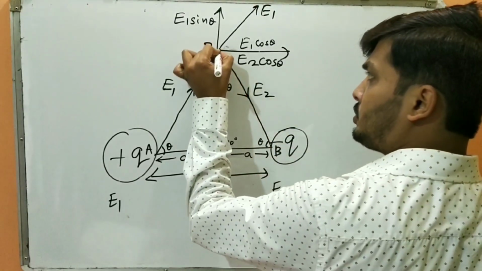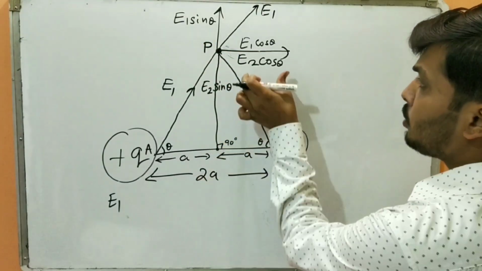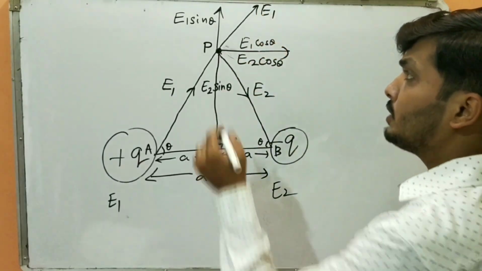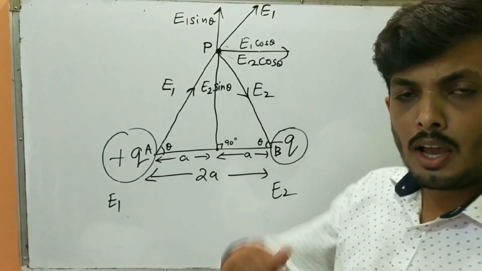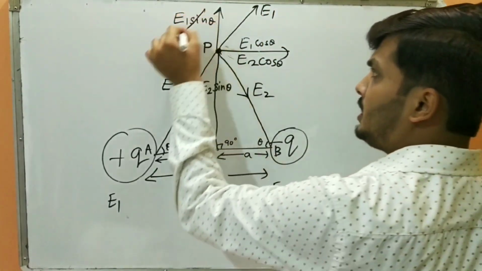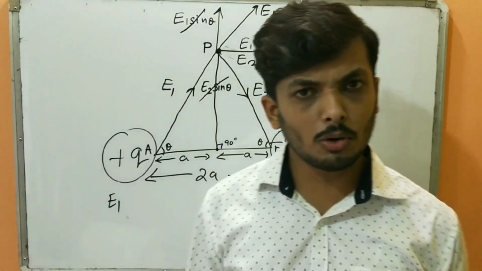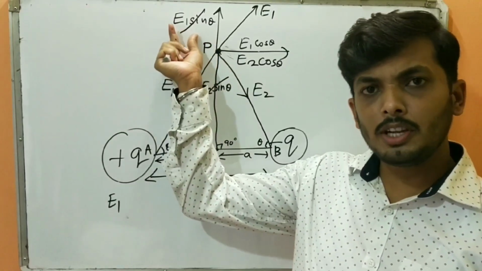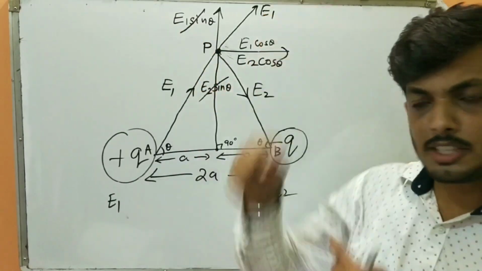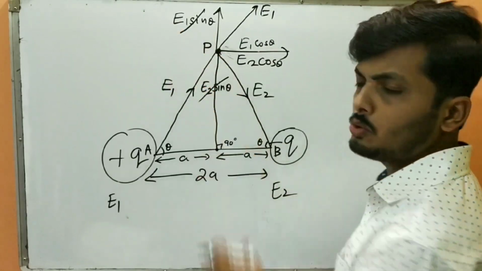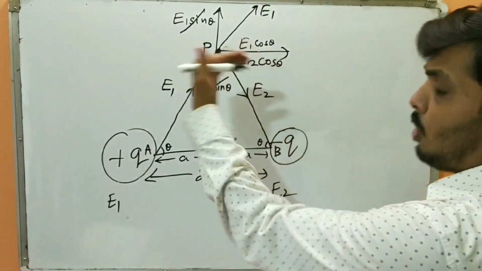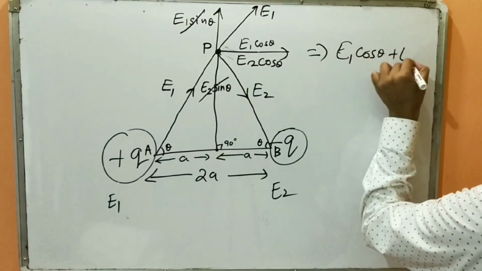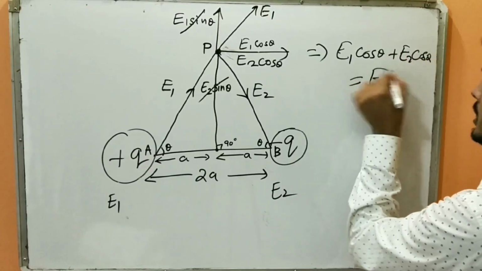Now students, look carefully here. Whatever the electric field at this point P I am getting, it is only because of the horizontal components, not the vertical components, because these vertical components are equal but in opposite direction. So E1 sin theta and E2 sin theta will cancel out because the magnitude of the charges is the same. Whatever electric field E1 is generated, the same is generated by E2 but in opposite direction. As a result, E1 sin theta and E2 sin theta cancel out, whereas the horizontal components get added up. So E1 cos theta plus E2 cos theta will give me the resultant electric field E.